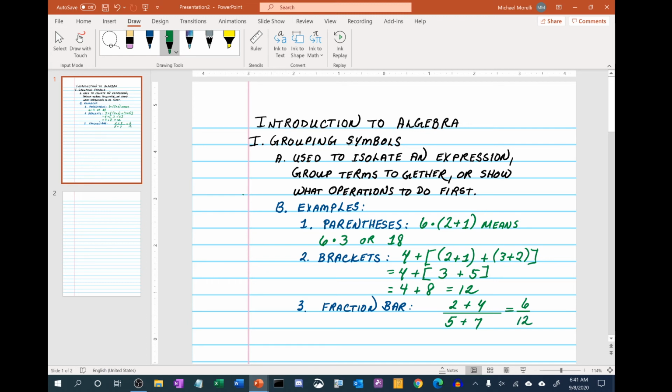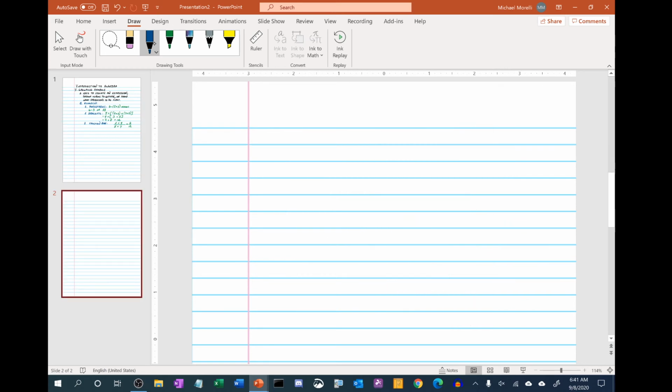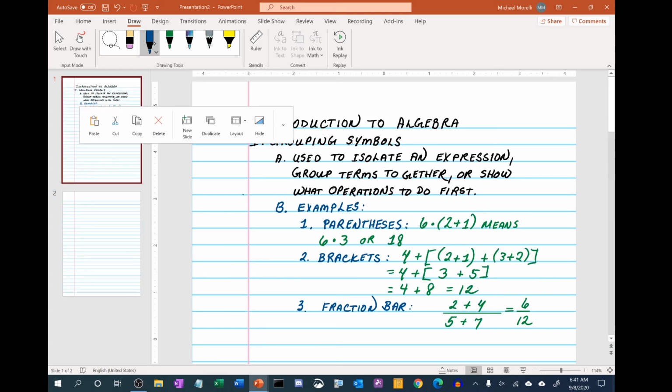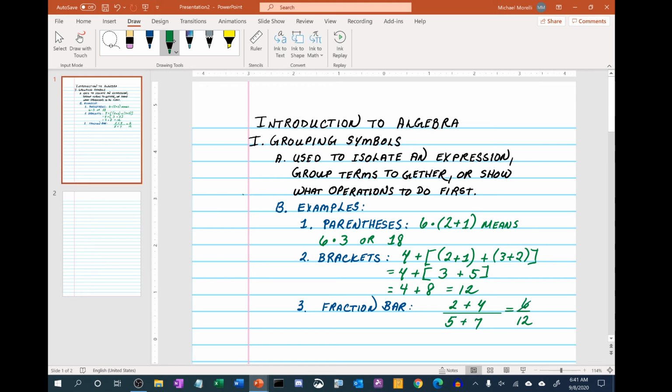Then we can reduce that fraction. That's something we're going to learn how to do later. Okay. But basically the greatest common factor of 6 and 12 is 6. So we divide both by 6 and we get 1 over 2. So this fraction is equal to 1/2.